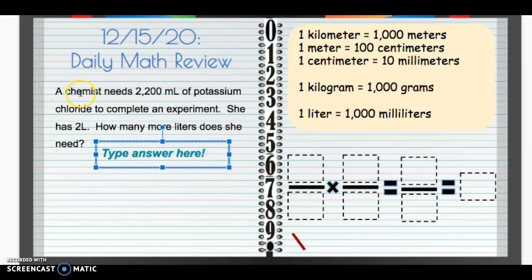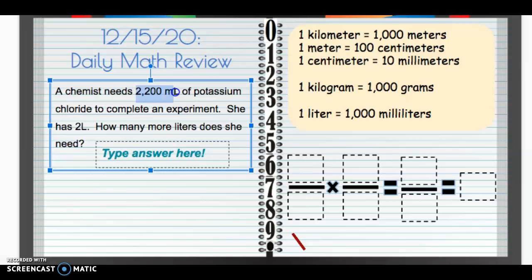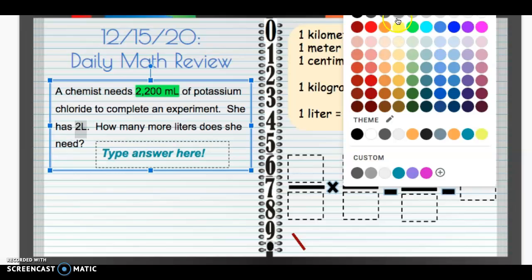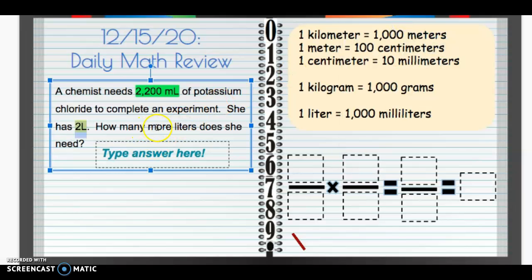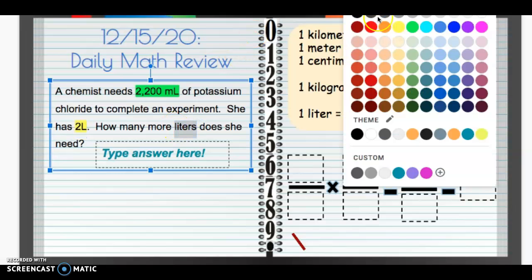All right, so it says a chemist needs 2,200 milliliters of potassium chloride to complete an experiment. She has 2 liters. Okay, so that's how much she has. I want to know how many more liters she needs. So we want to know how many liters she needs.